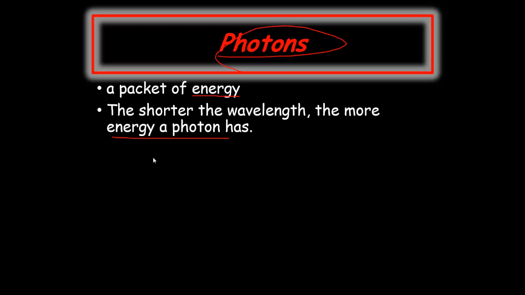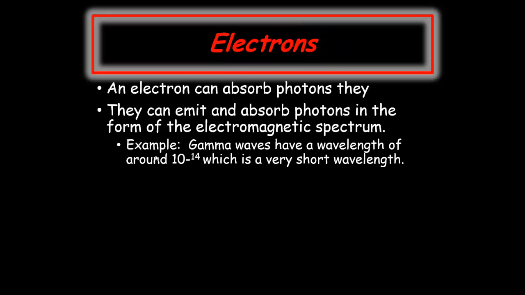So, an electron can absorb photons. They can emit and absorb photons, and they can form the electromagnetic spectrum. Basically, an electron can take in a particular amount of energy, and when it does, it produces a certain something off of this particular spectrum.